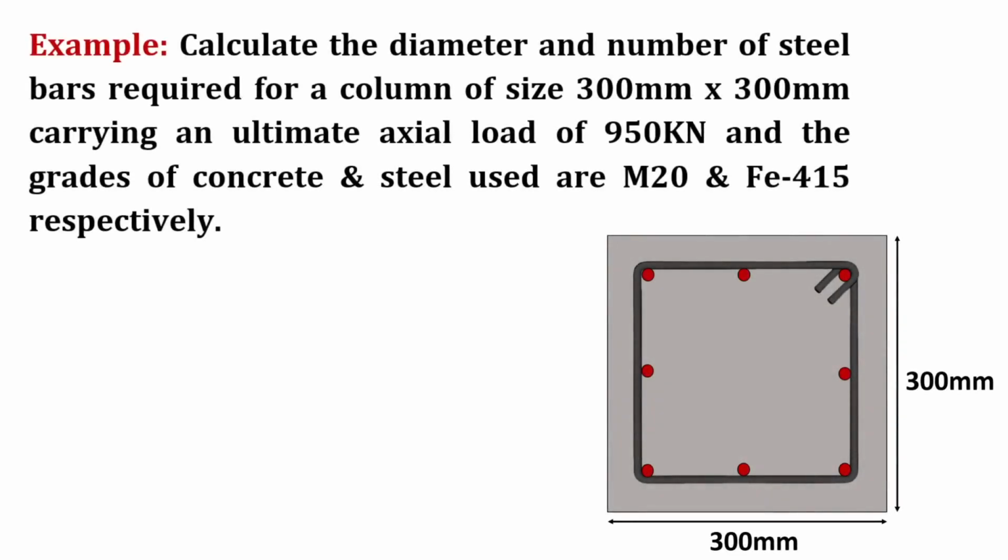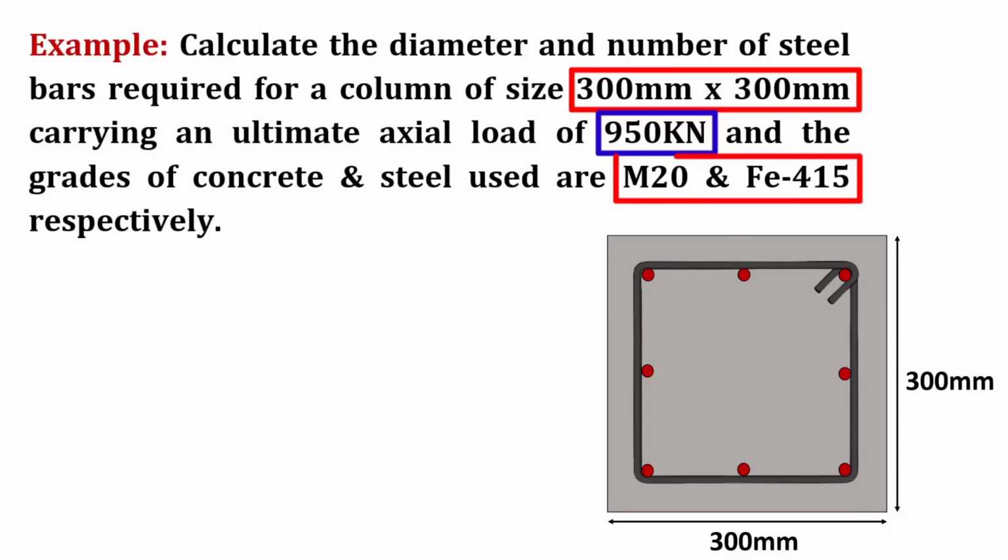For illustration, let's quote an example in this regard. Suppose we need to calculate the diameter and the number of steel bars required for a column of size 300 mm into 300 mm, which is carrying an ultimate axial load of 950 kN, and the grades of concrete and steel used are M20 and Fe415 respectively.